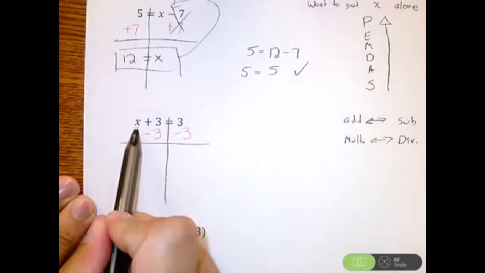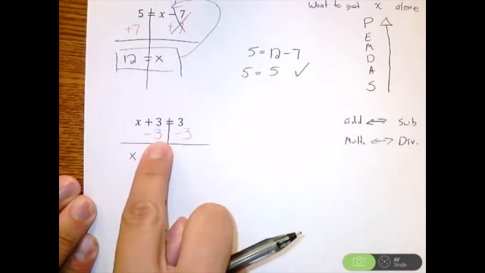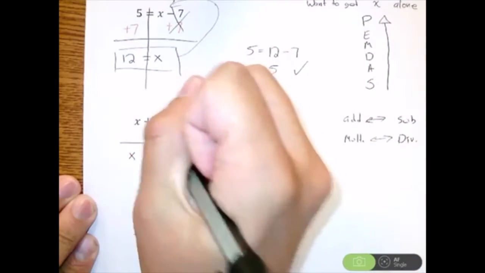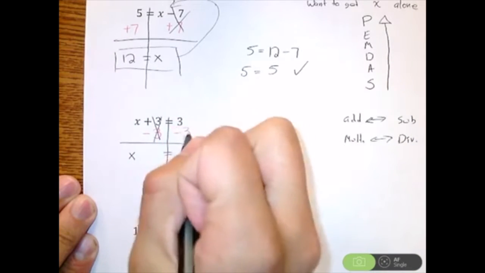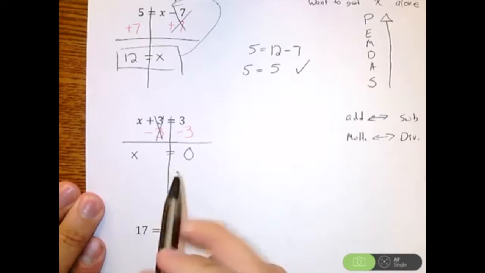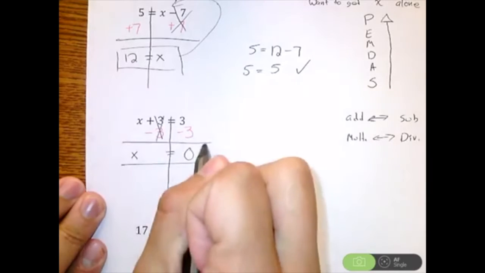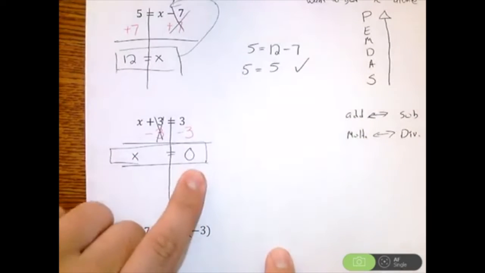On the left side, I have an x, still there. I have a plus 3, minus 3. 3 minus 3 is 0, so those are gone. On the right side, I have 3 minus 3, which is 0. So I have x equals 0. That is totally okay for an answer. A lot of people freak out and say, well, no solution. No, that's totally fine.